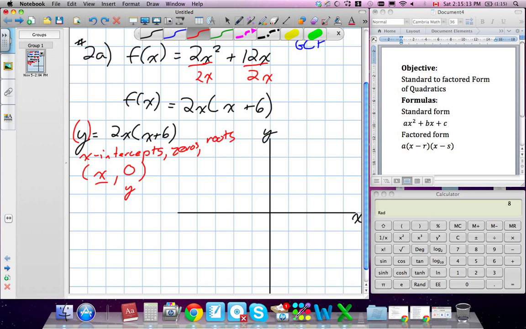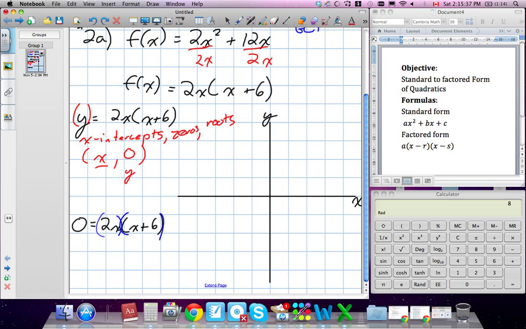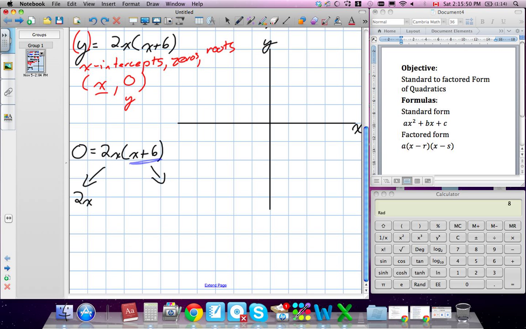times (x plus 6). Now, in order to get 0 in an equation, we have two terms here, 2x times another term. In order to get 0, one of these has to be 0. We don't know which one, so we assume it could be both. I have to solve for when this term is equal to 0 and this term is equal to 0. So I split this into two equations: 2x equals 0 and x plus 6 equals 0. Now I solve for x in each. To isolate x in the first one, I would divide both sides by 2.